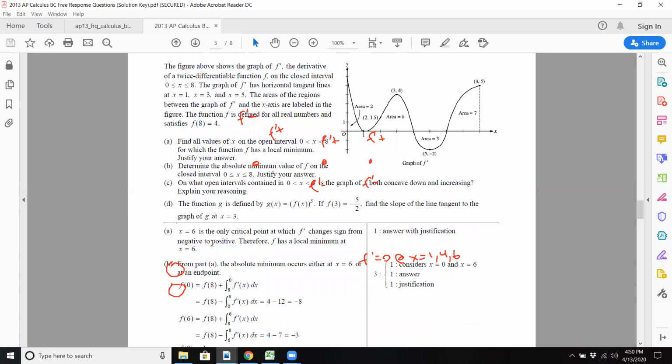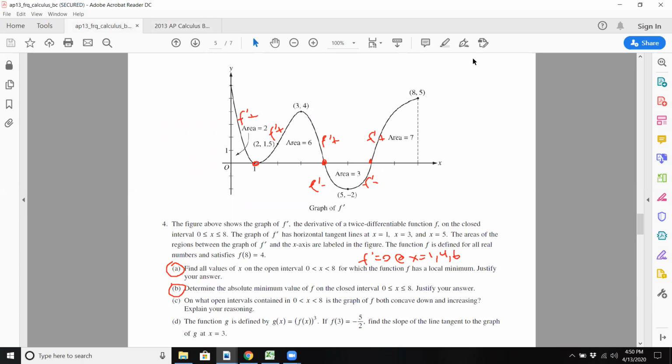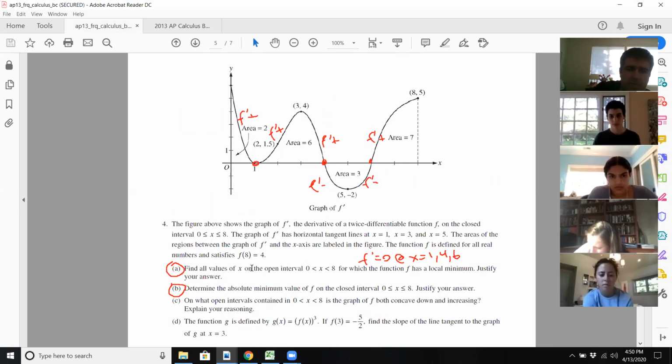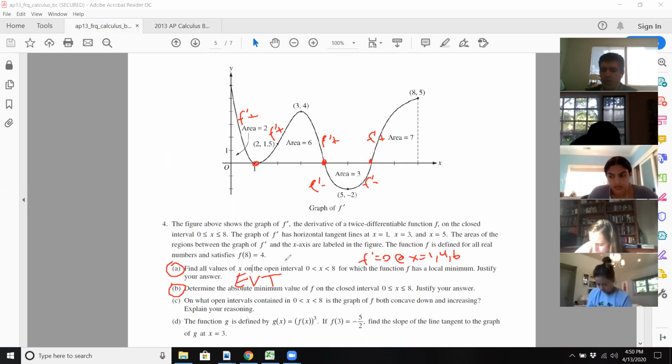Yeah, so that's all you want to say for that one there. Okay, so that's good. Let's look at part B. This is going to use the extreme value theorem. Hopefully you guys remember that. EVT. So you do need to know some of those theorems quite well.